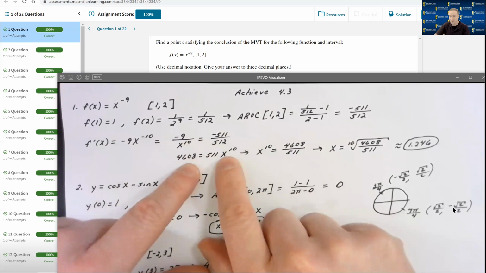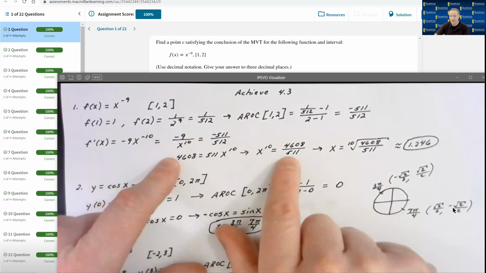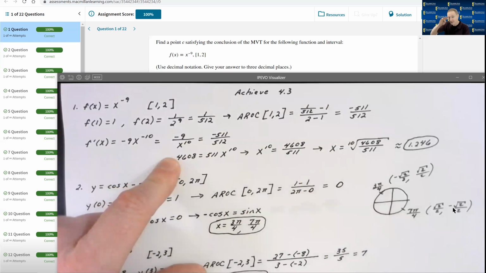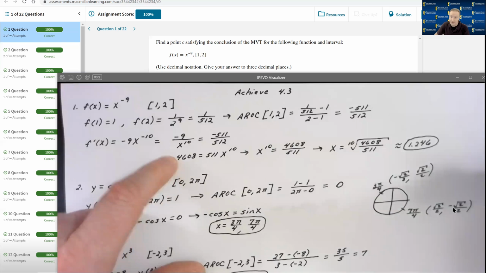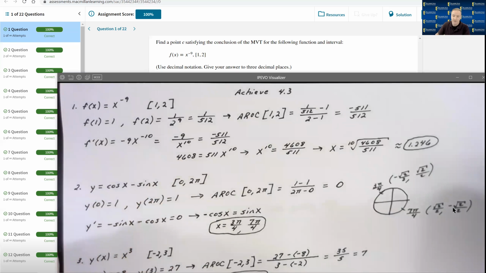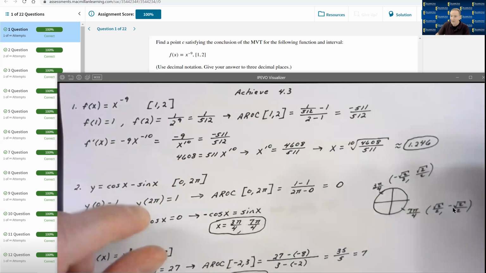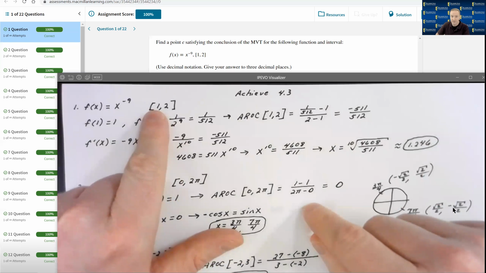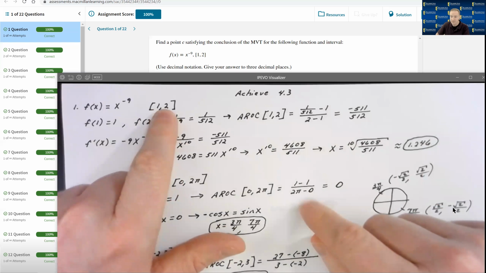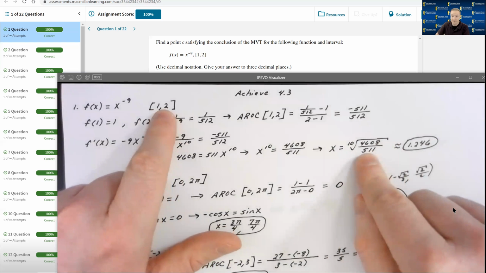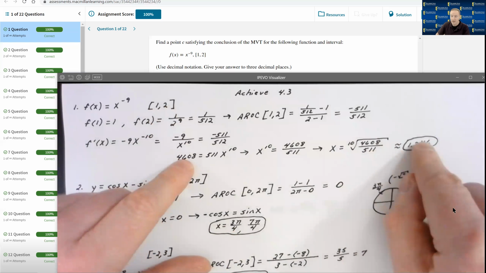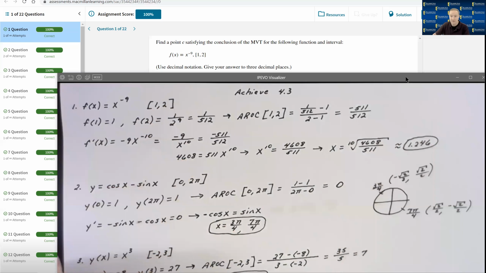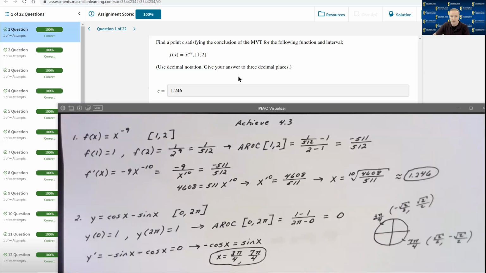Then, in order to solve for x, you would divide by 511 on each side, and then x would be the 10th root of that. Now, technically, since it's the even root, you would say it's the positive or negative even root. I knew I was only interested in the positive root since the region of interest was between 1 and 2. And when I took the 10th root of 4608 over 511, I got my 246. And you can see that that's the answer that Achieve wanted. It wanted you to answer to 3 decimal places. You put that answer in and Achieve will like it.